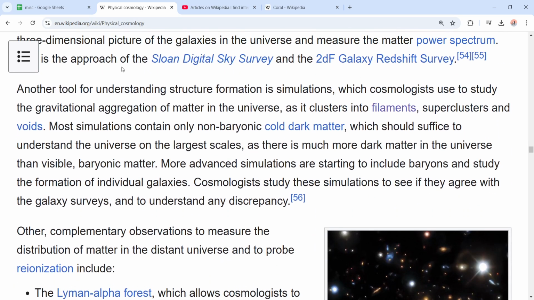Another tool for understanding structure formation is simulations, which cosmologists use to study the gravitational aggregation of matter in the universe as it clusters into filaments, superclusters, and voids. Most simulations contain only non-baryonic cold dark matter, which should suffice to understand the universe on the largest scales, as there is much more dark matter in the universe than visible baryonic matter. More advanced simulations are starting to include baryons and study the formation of individual galaxies. Cosmologists study these simulations to see if they agree with the galaxy surveys and to understand any discrepancy.